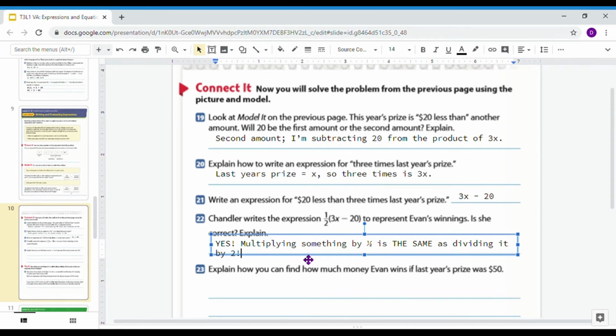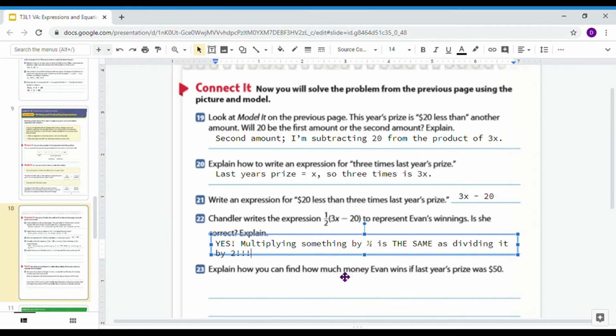So she wrote it in the parentheses and then dividing the entire parenthesis. So yes, multiplying an entire parenthesis by 1/2 is the same as dividing the entire parenthesis by 2.